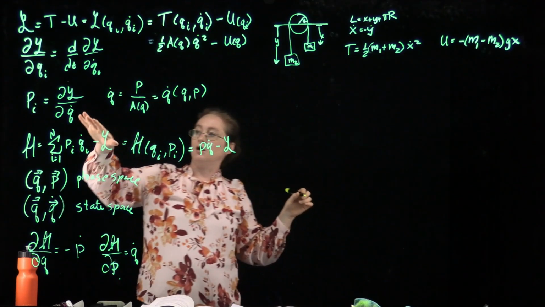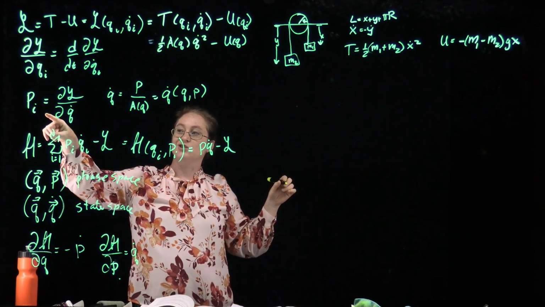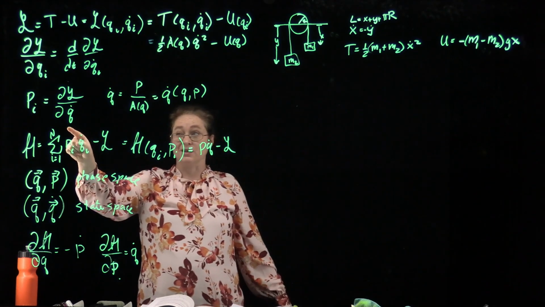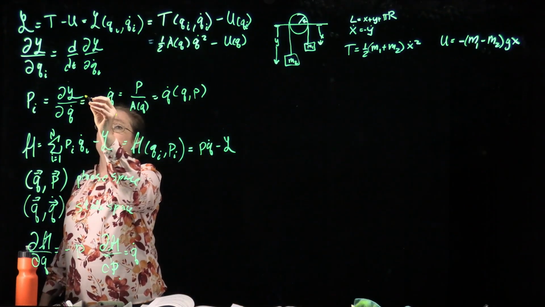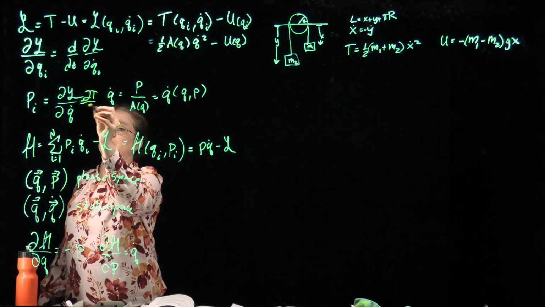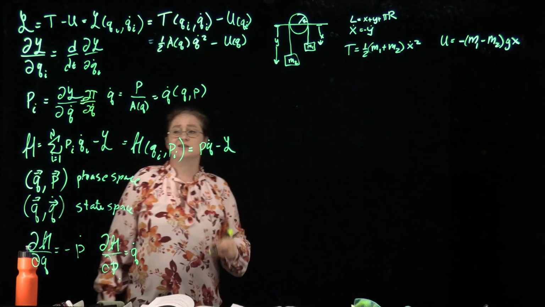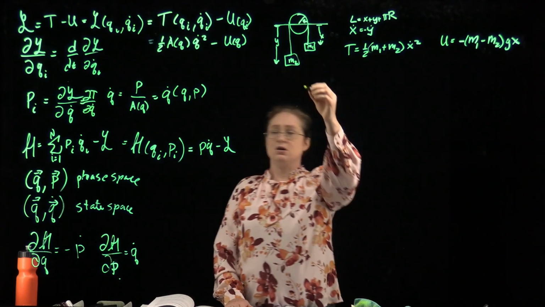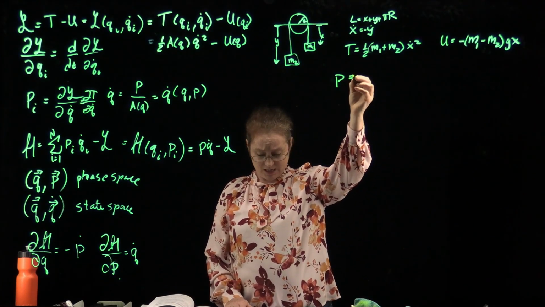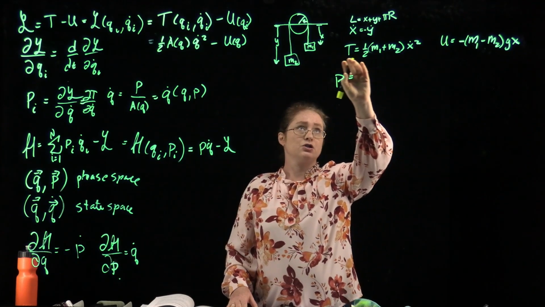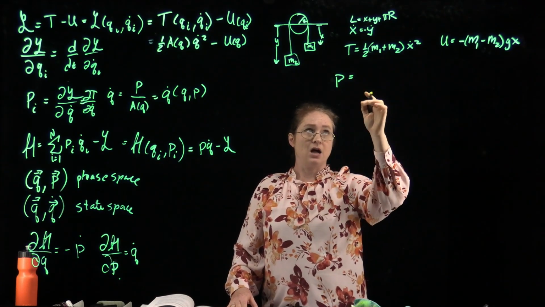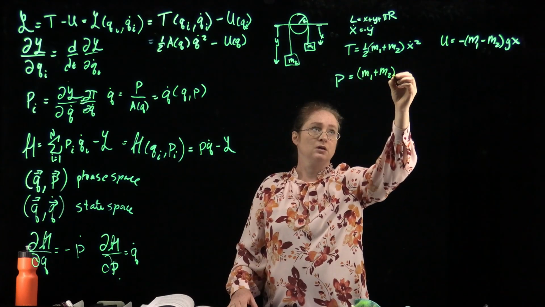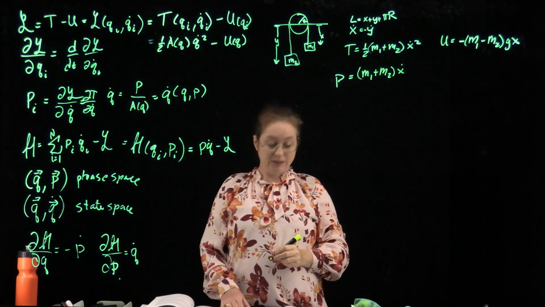If the Lagrangian has no explicit dependence, if the potential has no dependence on the Q dot I, this guy happens to work out to be partial T partial Q dot. And that is often an easier form to use. So we're going to go ahead and use that here. And our momentum in that case is partial T partial X dot. That is going to give us m1 plus m2 x dot for P.